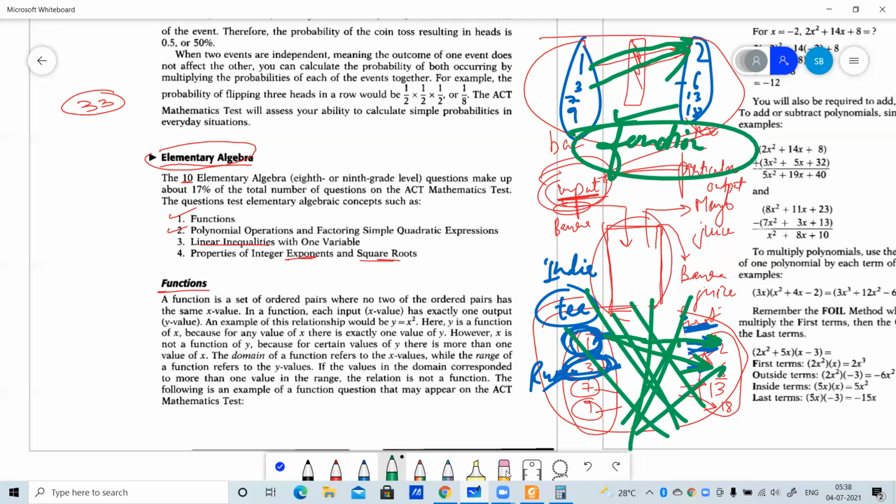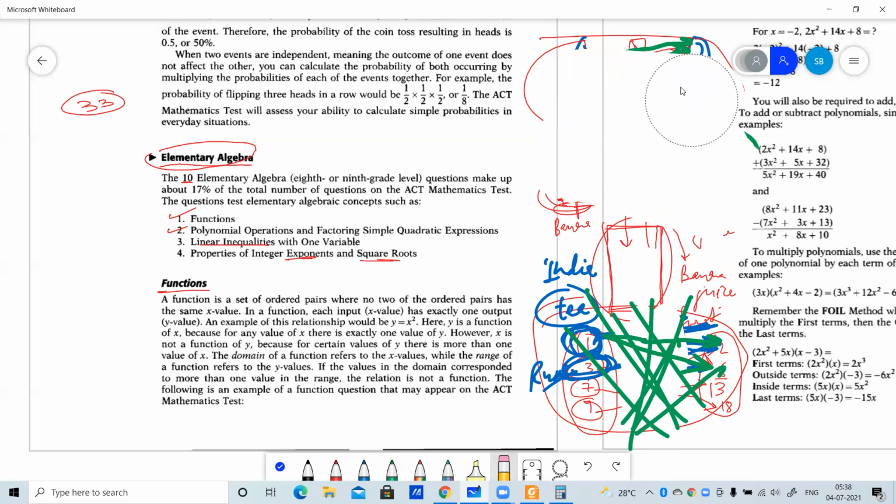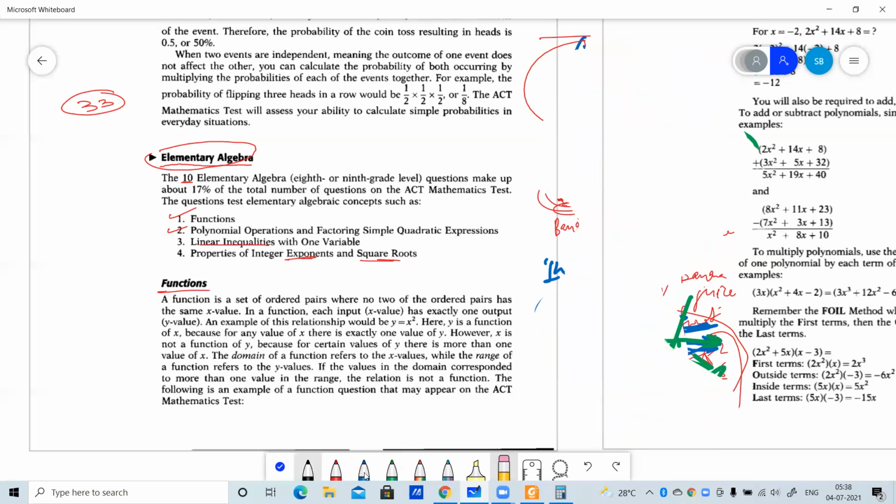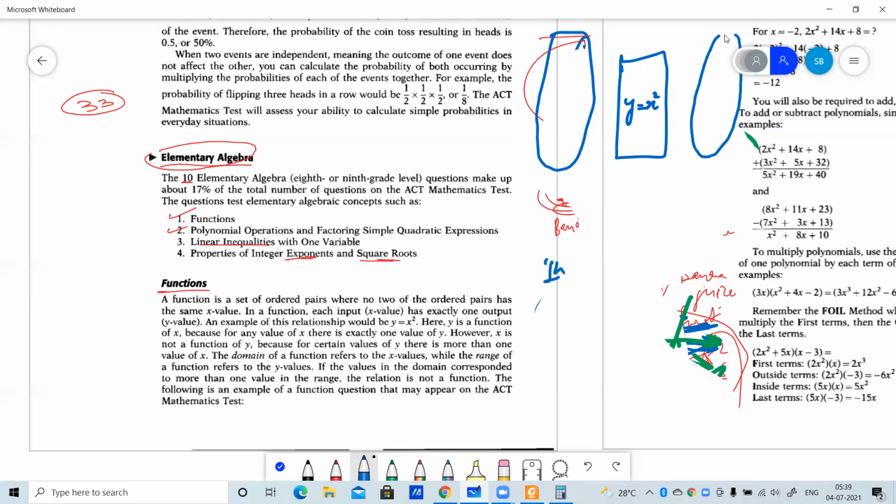Let us take an example. For example, we're having a function machine called y equals x squared. And we'll be having some inputs which will feed in to this machine, and we'll see what will be the outputs. And then we will analyze whether this y equals x squared is a function or not. Let us take -1, 0, 1, 2, 3, and 4.